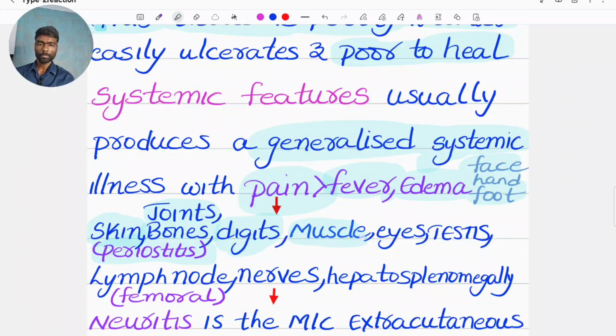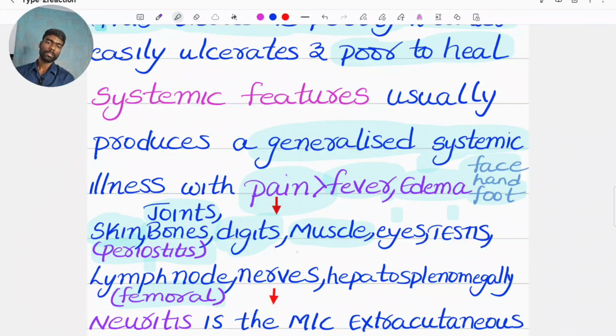Muscle, remember myalgia and myositis. Remember like this, whichever organ is involved, there will be pain in type 2 reaction. Eyes involved, leading to iritis and iridocyclitis, painful eyes. Remember painful red eyes, fever, cutaneous nodules eruption, suspect type 2 reaction. Testis, epididymo-orchitis, lymph nodes. Generalized tender lymphadenopathy will be there, mostly femoral.